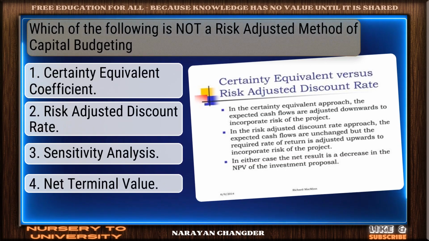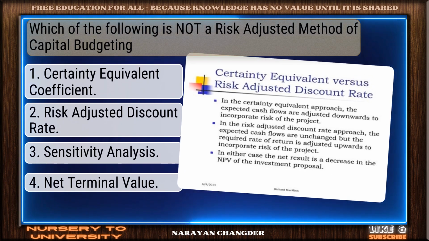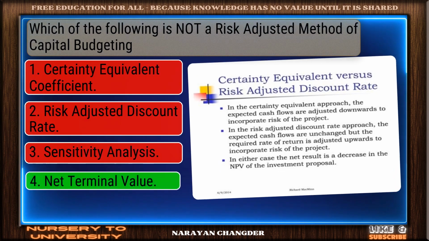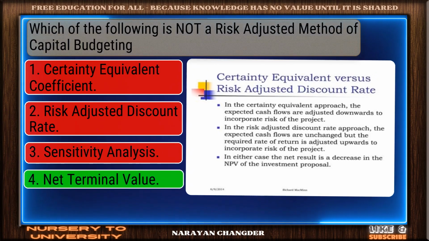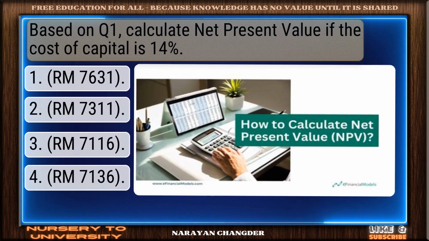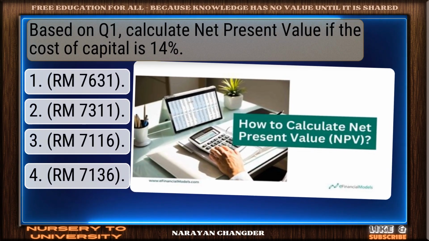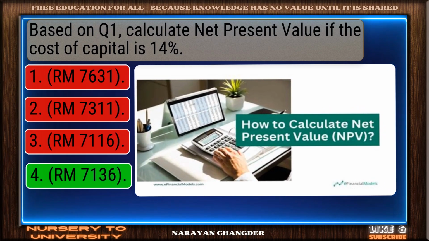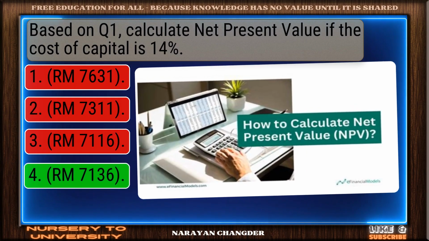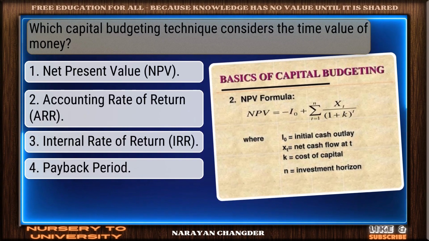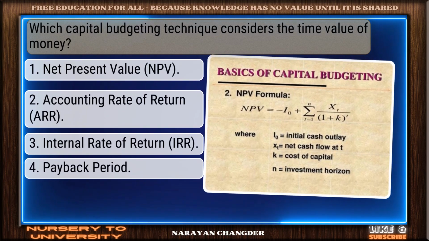Which of the following is not a risk-adjusted method of capital budgeting? Well done. Net terminal value is the right choice. Based on Q1, calculate net present value if the cost of capital is 14%. Correct response is the most accurate answer. Which capital budgeting technique considers the time value of money?